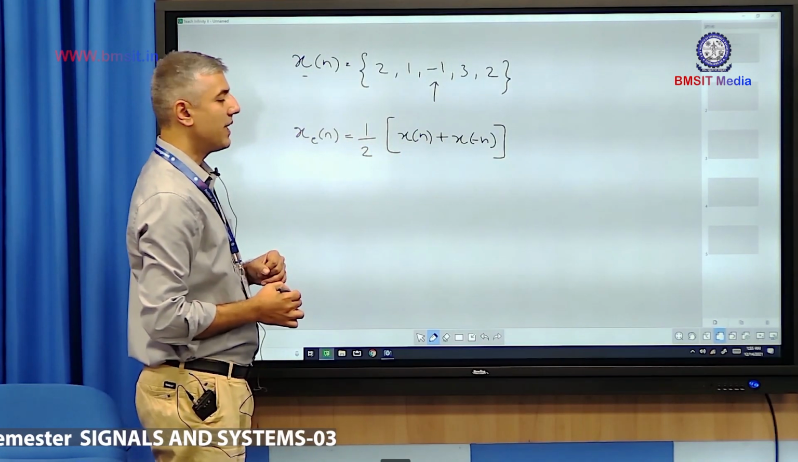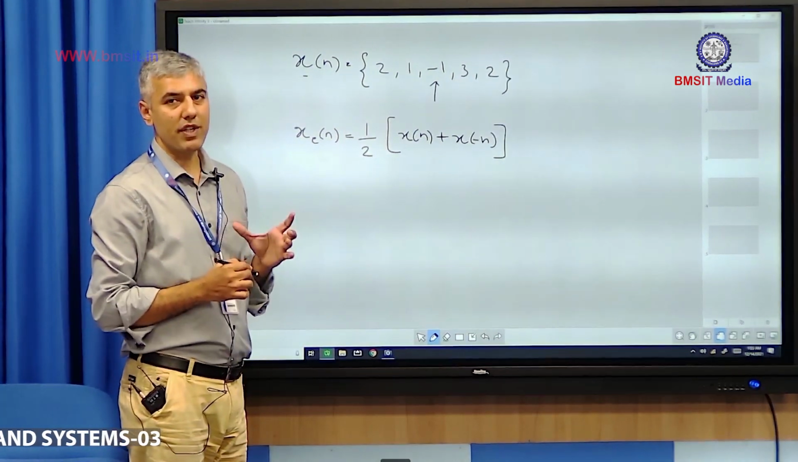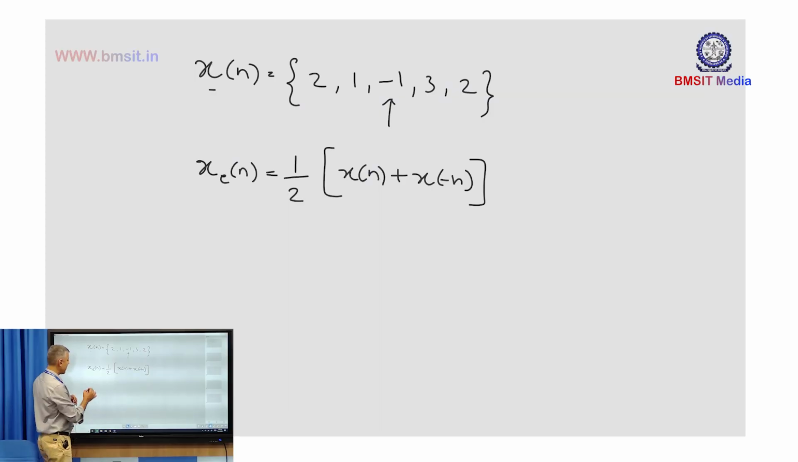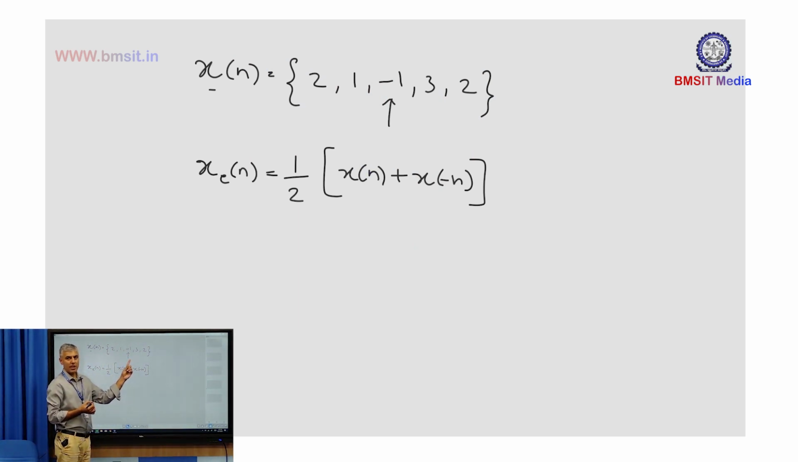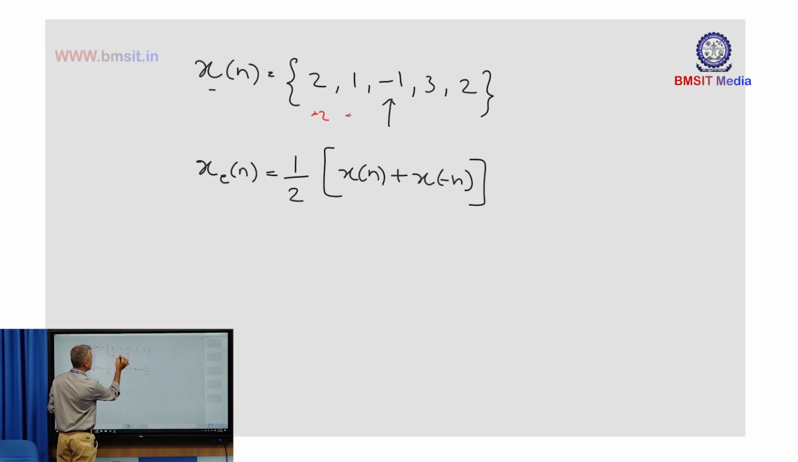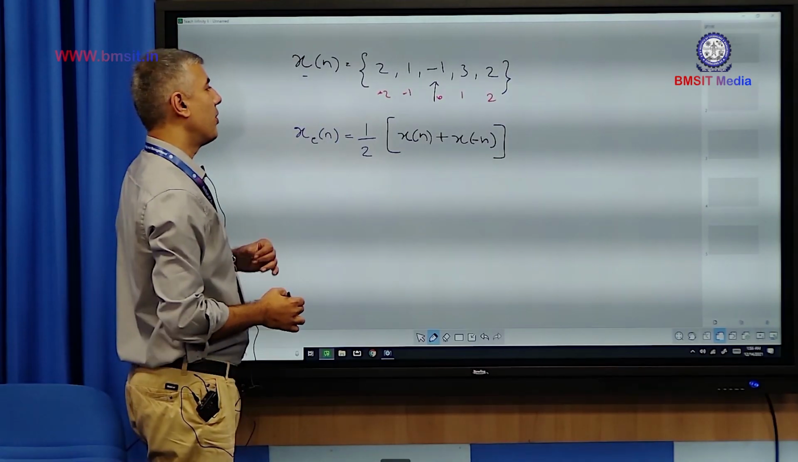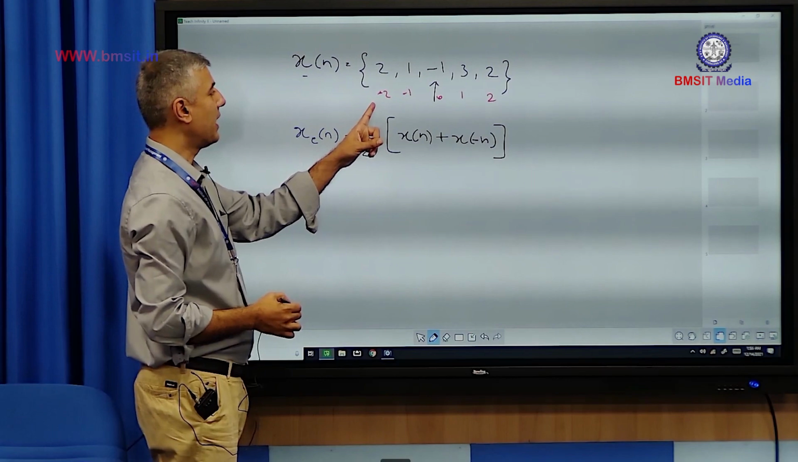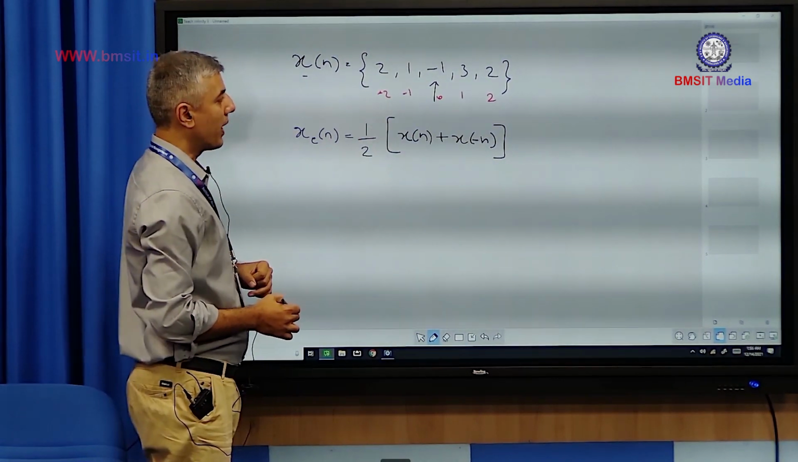x of minus n is nothing but the time reversed version of the same. To obtain the time reversed version, we will just fold the signal along the origin. The origin over here has been marked at minus 1. So you can think of these samples as minus 2, this is minus 1, this is the 0th sample, this is first and this is the second sample. So the indices of the signal are minus 2, minus 1, 0, 1 and 2.